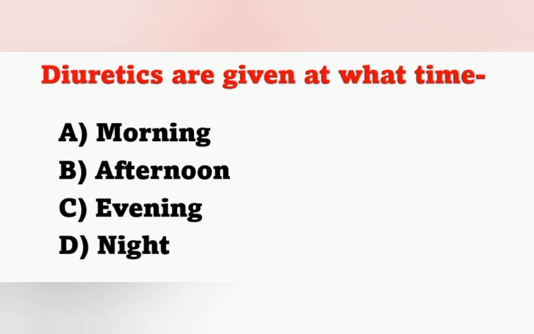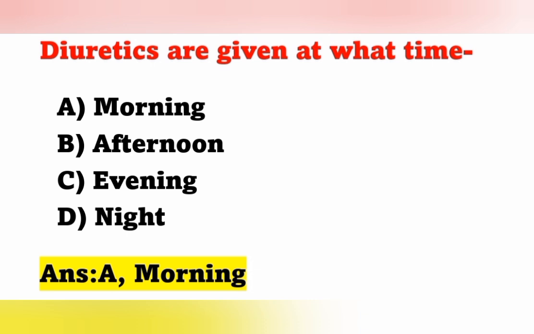Diuretics means the drug which helps to reduce the body fluid. So after giving diuretics, the patient may experience frequency of urination. So we should instruct the patient to take diuretic medication at morning time. Thereby we can avoid nocturia, that is urination at night, which the patient may experience if diuretics are taken at night. So we can prevent that.